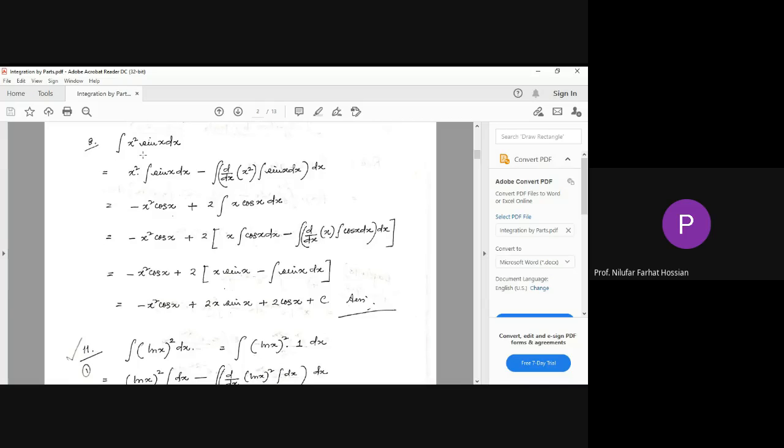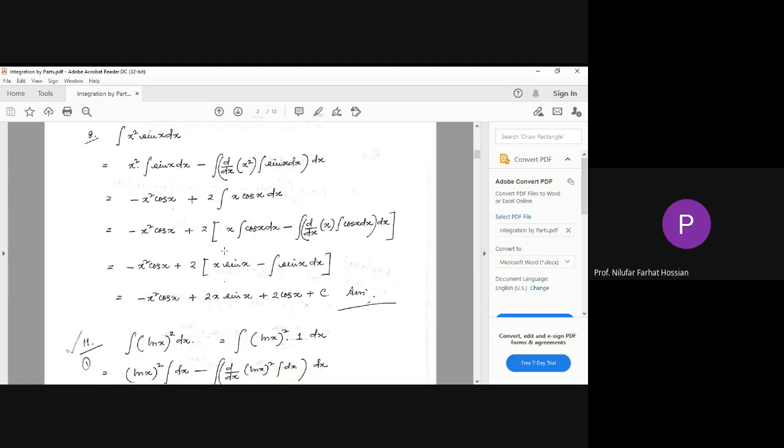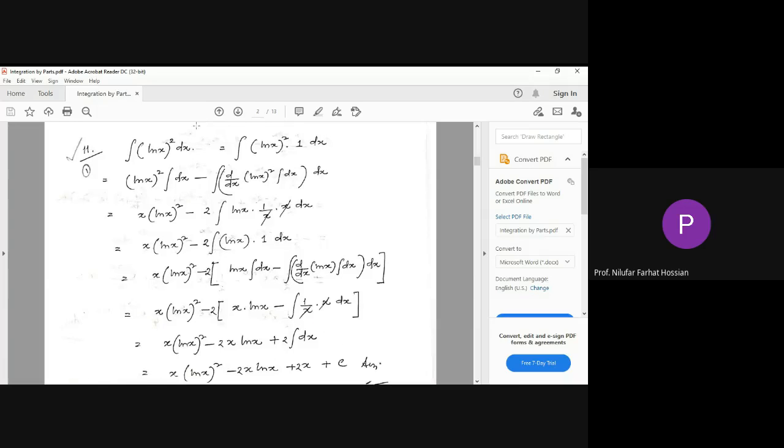You see, both the functions, I'm not going through the details, I'm just giving you the starting. You see, x square and sine x, both of them are easily integrable. But you see, if you take x square as the first function, after taking the differentiation, d dx of x square will be less, just 2x. That's why you have to choose this x square as first function and sine x as the second function. Okay, let us now do this.